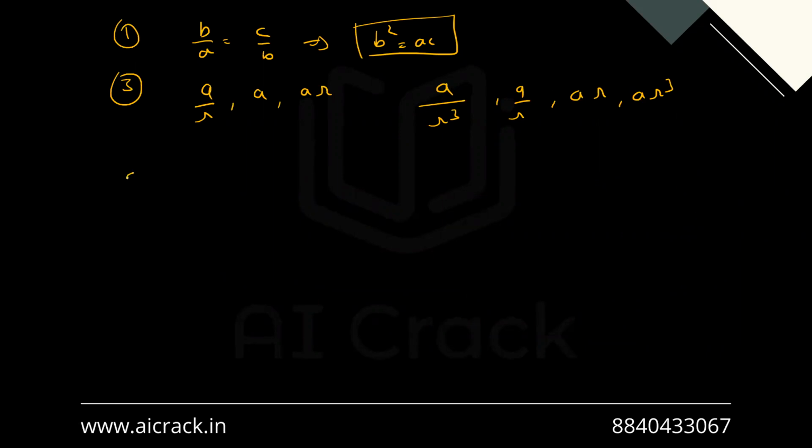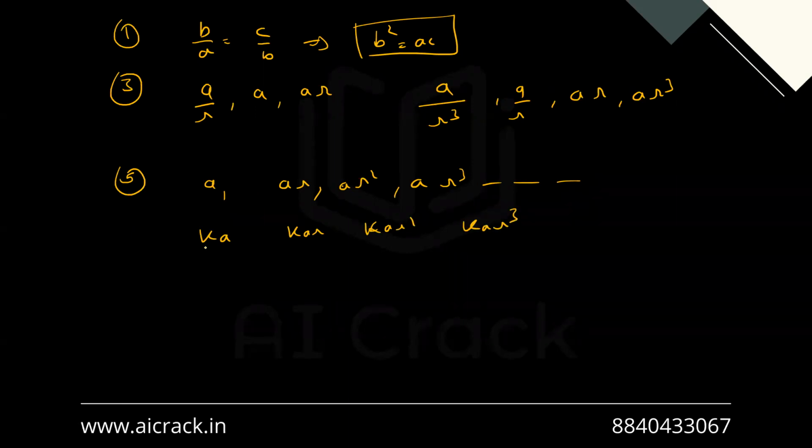Now let's talk about the fifth property. Let's say we have a GP called a, ar, ar square, ar cube, and so on. If I multiply by a constant number, let's say k, this would become ka, kar, kar square, kar cube. Now I can write ka as, let's say, capital A. That would become capital A, capital A r, capital A r square, capital A r cube, right? So again, this forms a GP with the same common ratio, that is r.